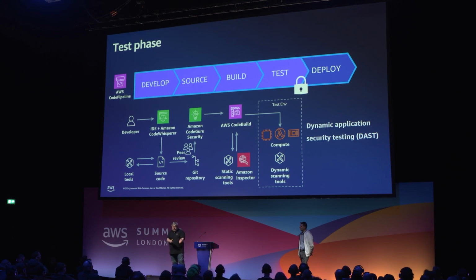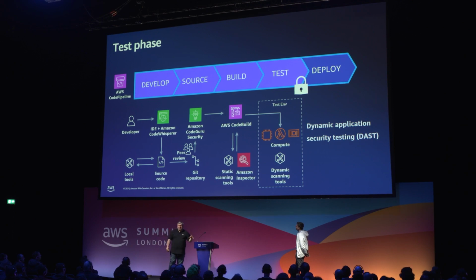So we've developed our application, we've built it. Now we're going to put it into the test environment. I'm not going to talk much about dynamic application security testing, DAST. The important part I wanted to call out here, though, is why it's different from SAST. So what we're talking about with static is we're talking about looking at the code itself and trying to determine vulnerabilities inside the code itself.